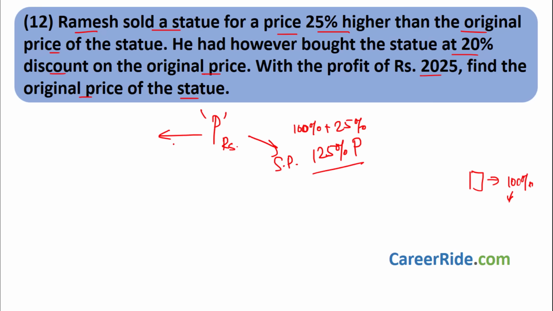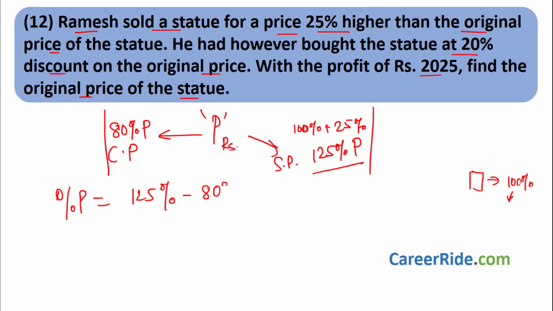Also, the statue was bought by Ramesh at a discount of 20%. So, how much did Ramesh actually pay for the statue? 100% minus 20%, 80% of the original price. This becomes the cost price, right? Now, what is the profit? Selling price minus cost price. Selling price is 125% of P minus cost price is 80% of P, that is 45% of P.